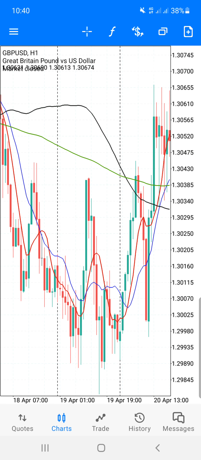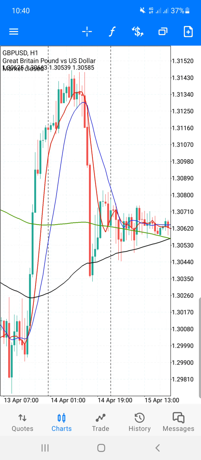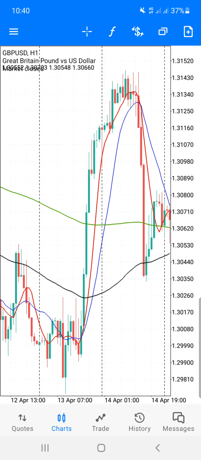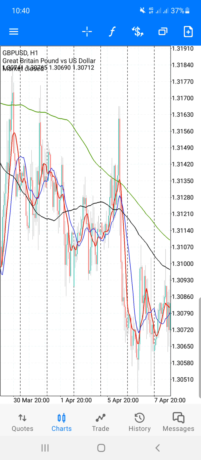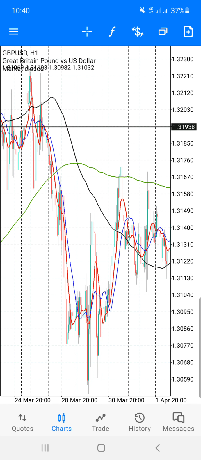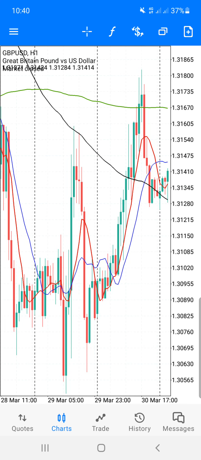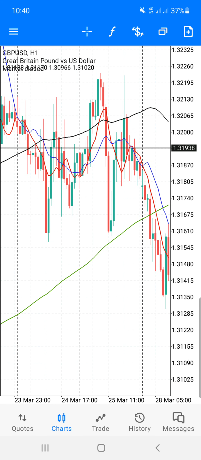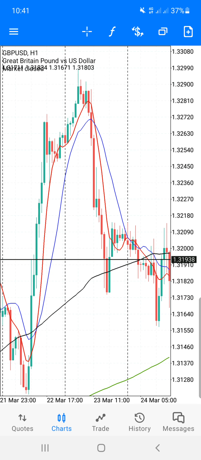So now let me make an example of a buy trend. Like I said, if you're in a buying trend, you're looking for what? Buying opportunities. Buy trends are when the candles are above the 200 moving average, which is the green one, right? Above the 200 moving average.